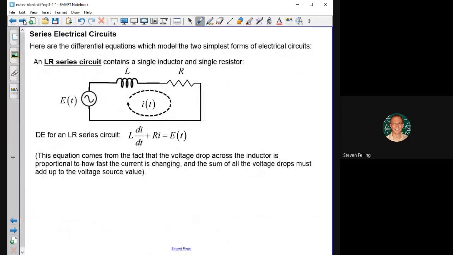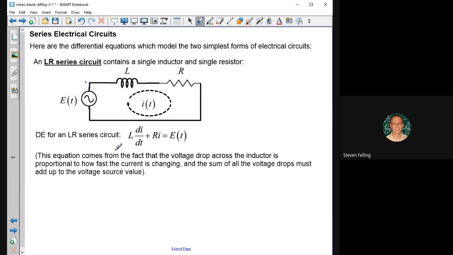So one of the simplest circuits you can make is called an LR series circuit. It has a single inductance and a single resistance in it. If you go from the positive terminal of the voltage through an inductor and a resistor and then back to the negative, it will create current flow in this circuit.